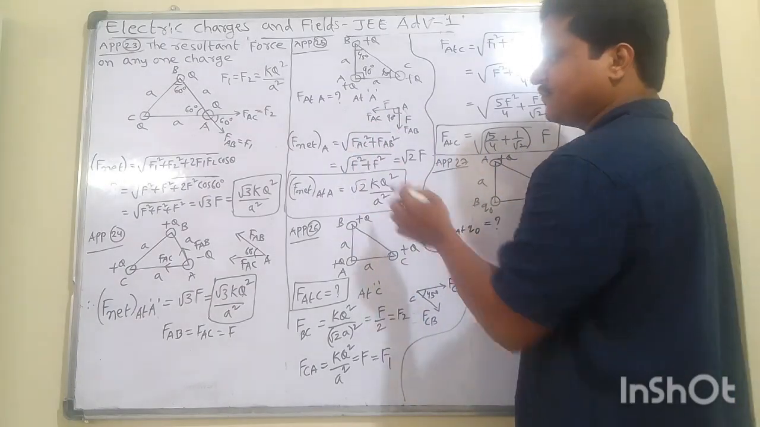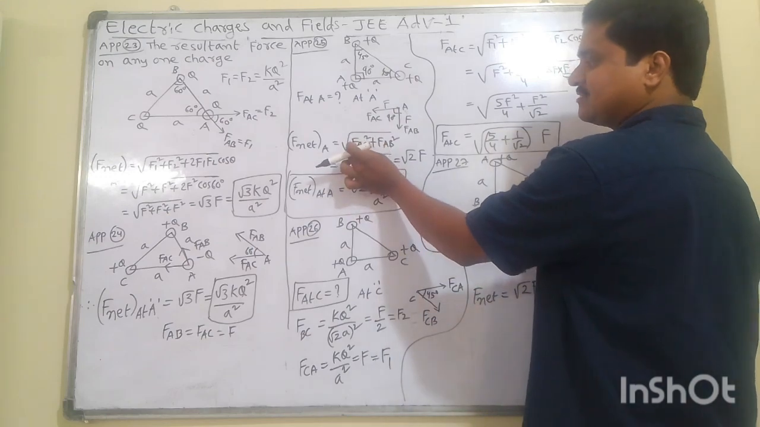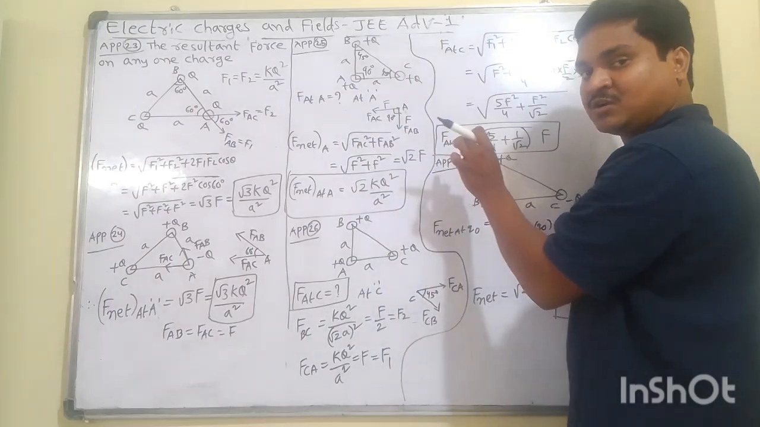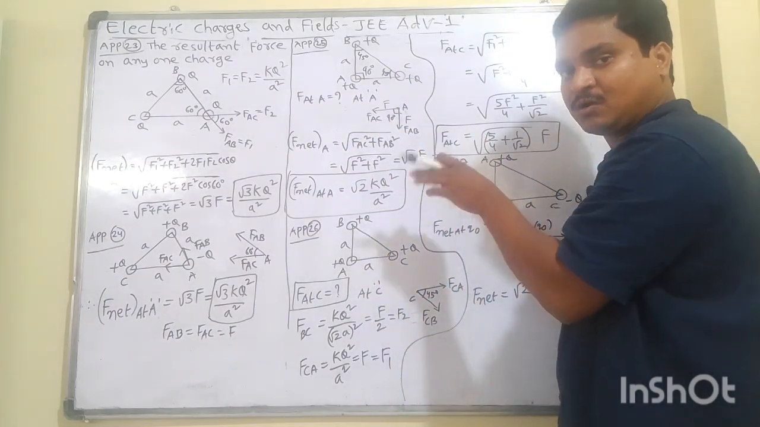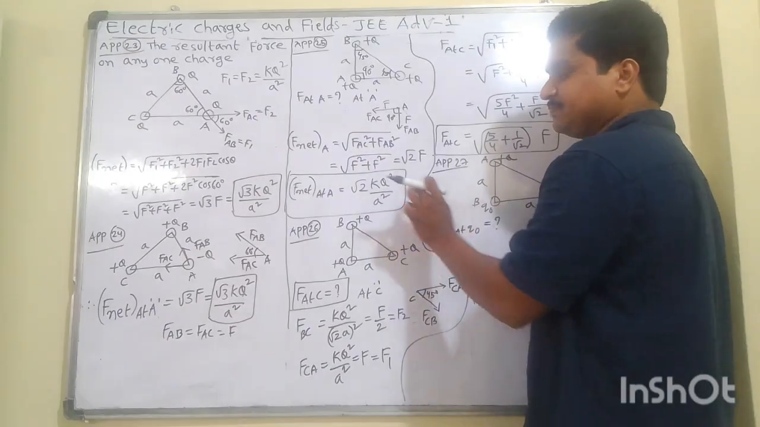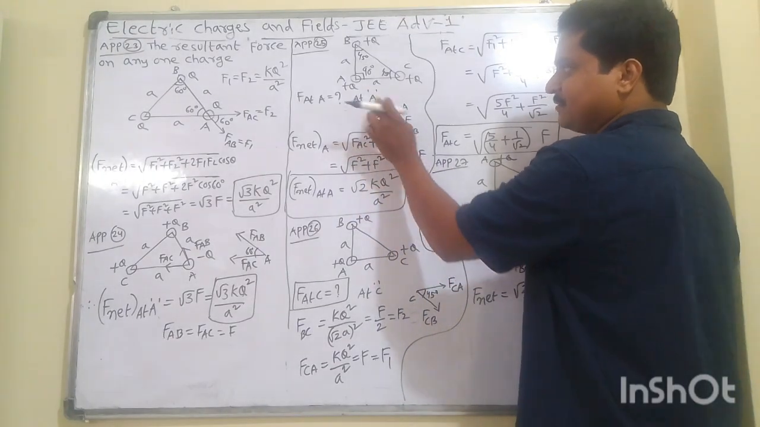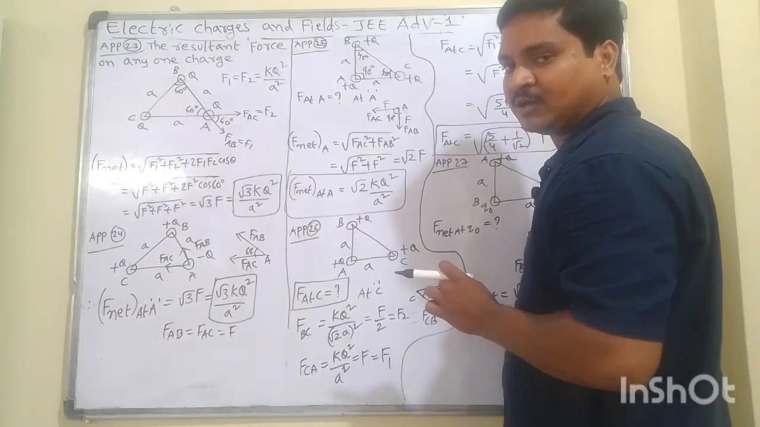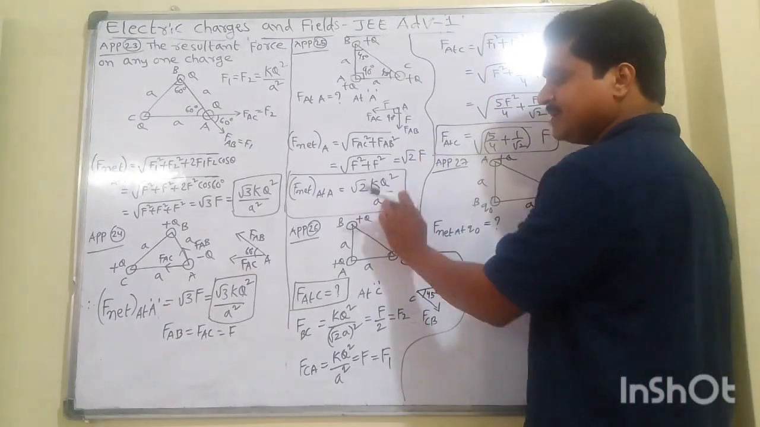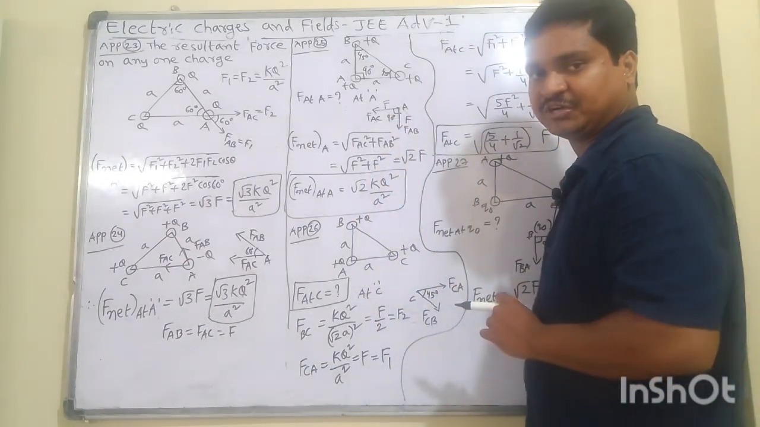So finally you will get the net force F equal to root of FAC square plus FAB square plus 2 F1 F2 cos 90. Cos 90 is 0. Both are similar forces, so F square plus F square, and you finally get root 2 F. F means what? You can apply Coulomb's inverse square law formula, kq square by a square. That is application 25.